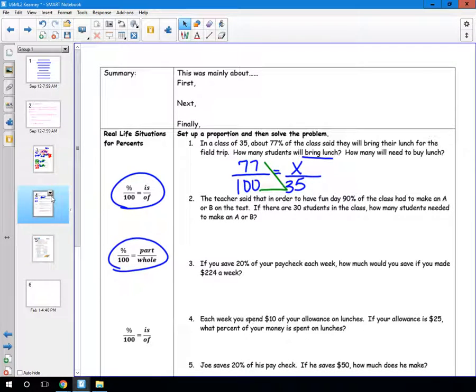So same thing, guys. So at this time, if you will, go back and do those practice problems we skipped earlier, and then you can get started on the real life situations. And I don't care if you use a calculator either, as long as I see that you set up the proportion first, okay? So just a reminder, percent over 100 equals part over whole.